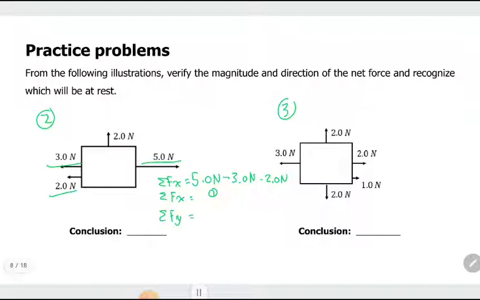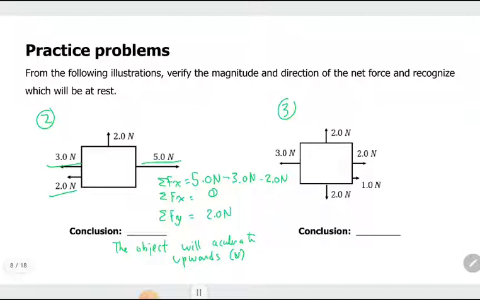How about the y-axis? The forces along the y-axis, we only have 1. So that's it, 2 newtons. So the object is not going to accelerate along the x, but along the y it would, since there's an unbalanced force in the y-axis. It will accelerate, specifically upwards to the north.